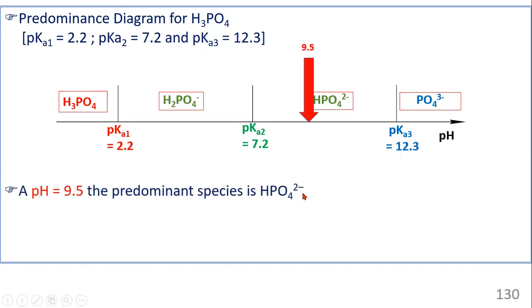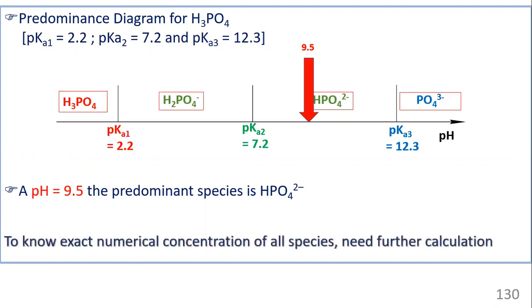That is all you have to do if you're just asked for what is the predominant species. Do not go beyond that. Don't get yourself into further calculation. But in this question, that was not what was asked. They asked for the numerical concentration of all species needed, okay? And thus, you need further calculations, okay?